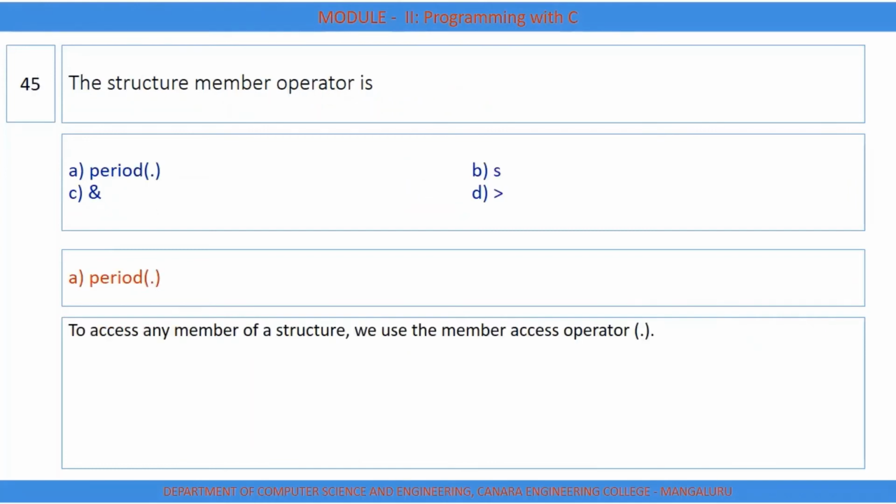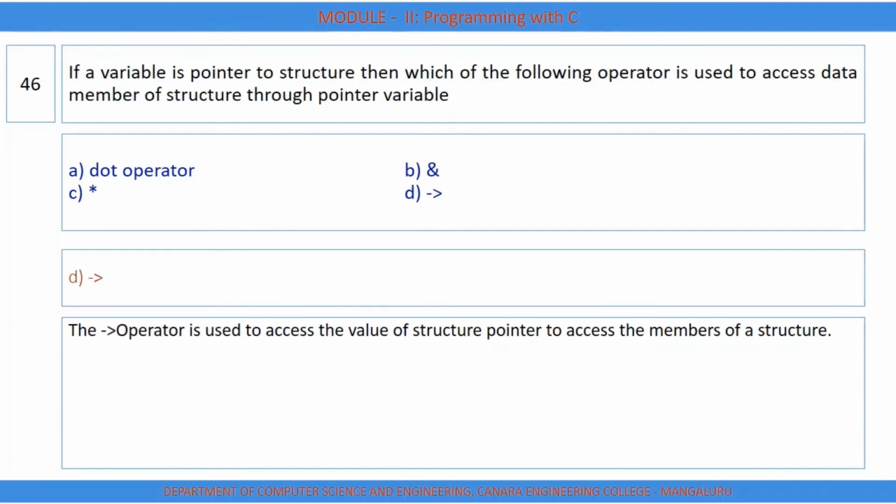The structure member operator is option A, period, option B, yes, option C, ampersand, option D, greater than. Answer is option A, that is period. Dot operator is used to access any member of a structure.